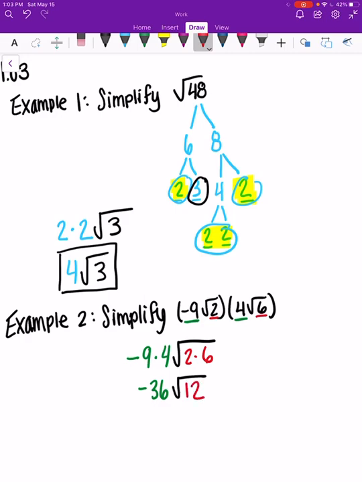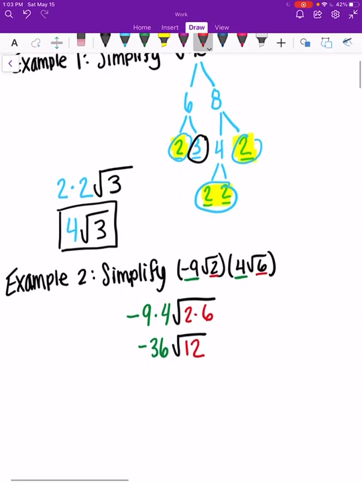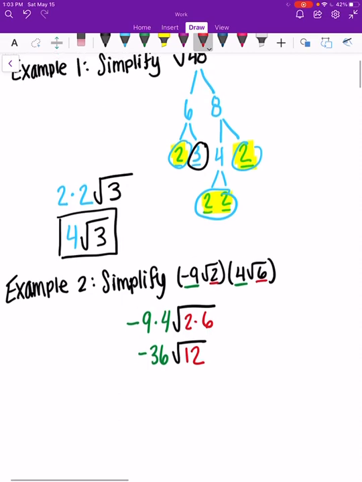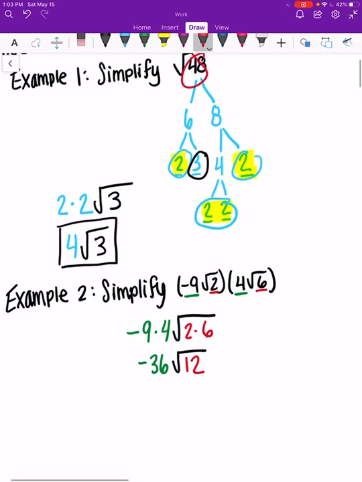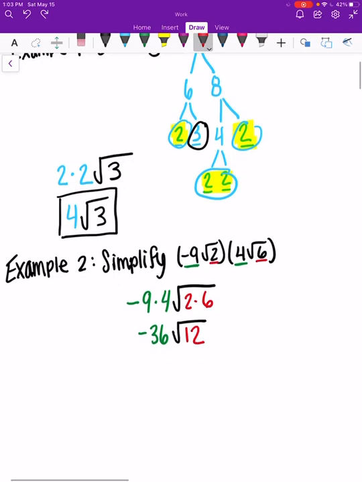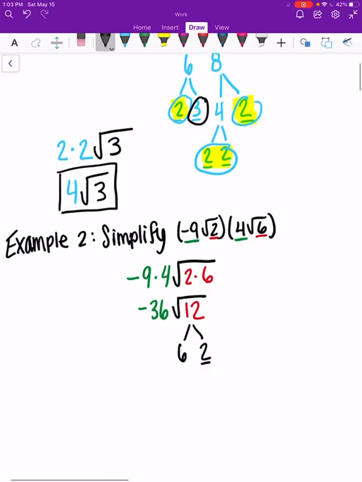Now this isn't our final answer, although it looks really nice, because we can still break down 12, kind of like how we broke down 48 up here. So what times what equals 12? I think of 6 times 2. 2 is prime, so we're good to stop there. But there's 2 numbers that multiply to 6, and that is 3 times 2.